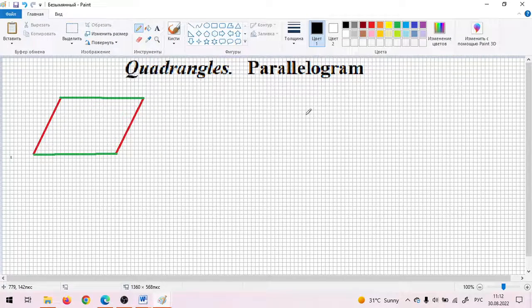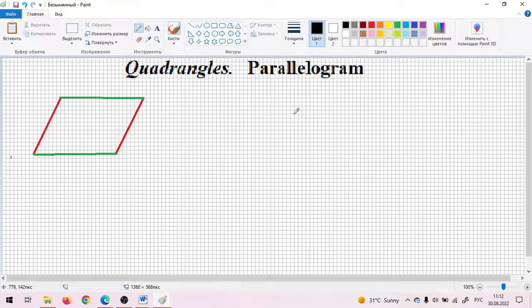Hello to everyone who is ready to learn. We are going to improve our knowledge in quadrangles. Today we'll learn one of them. It's parallelogram. Also, we'll consider some properties of this quadrangle and how to use these properties to solve some problems.